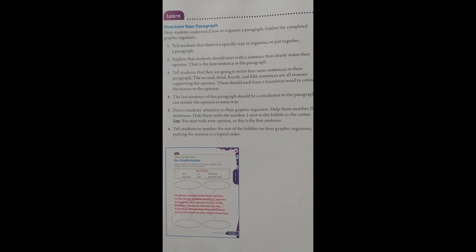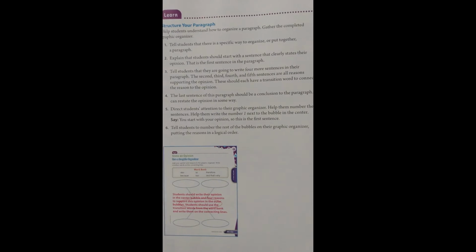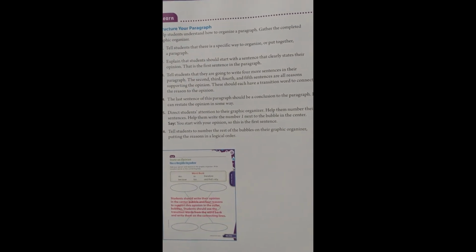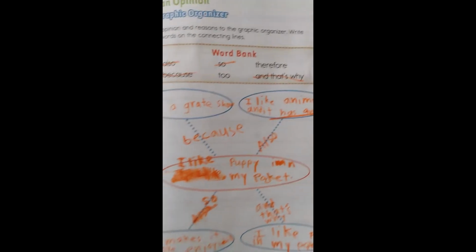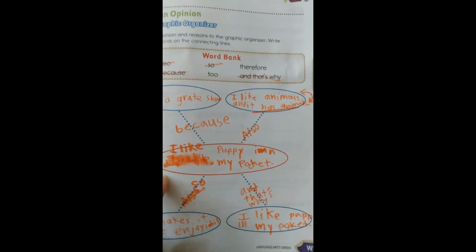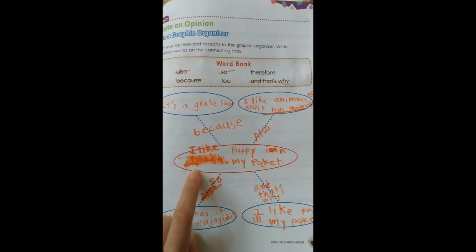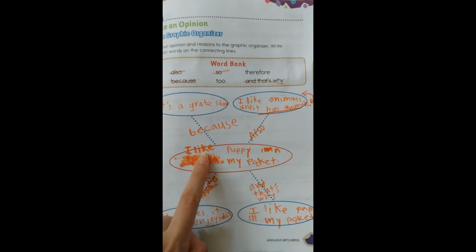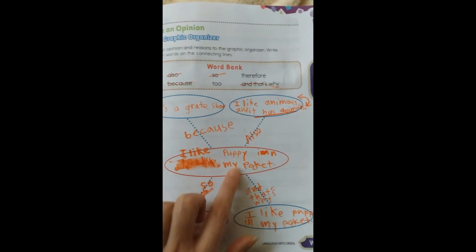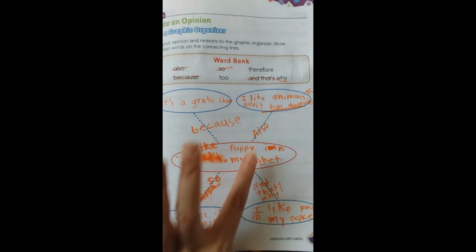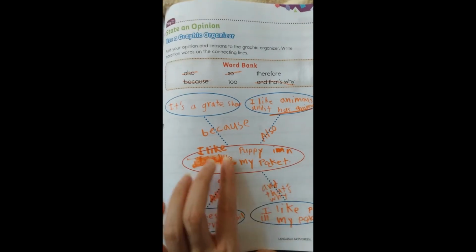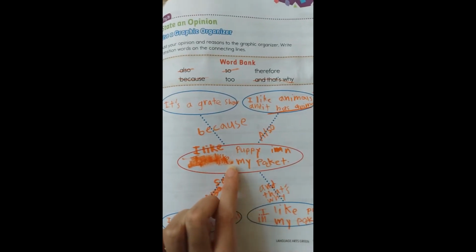And let's see. So first thing, you should start with a sentence that clearly states your opinion. That is your first sentence in the paragraph. What's the sentence that clearly states your opinion here? What's your main opinion here? That should be pretty easy to spot. This is your main opinion, that you like, or stronger word, love Puppy in My Pocket, right? That's your main idea, or directly states your opinion, your main opinion here. That's the main thing you're talking about. And it's going to be your first sentence. All right, next.